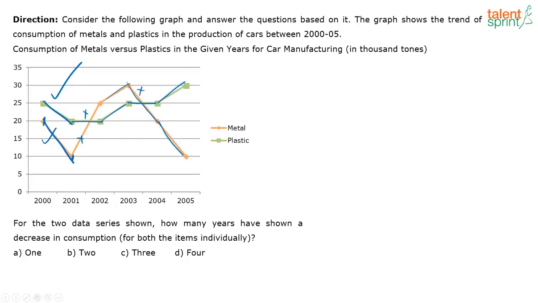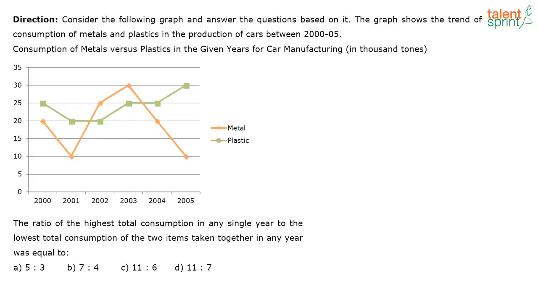So there is only 1 year, that is 2000 to 2001, right? Only for this period both the consumption of metal and plastic have decreased individually. So the answer here that we are looking at is option A, 1. That is only in this year, 2001, both are showing a decrease from the previous year. Everywhere else either one is increasing, one is constant, or one is decreasing and the other is increasing. There is no other year where both are decreasing individually. Answer is option A. Next one.